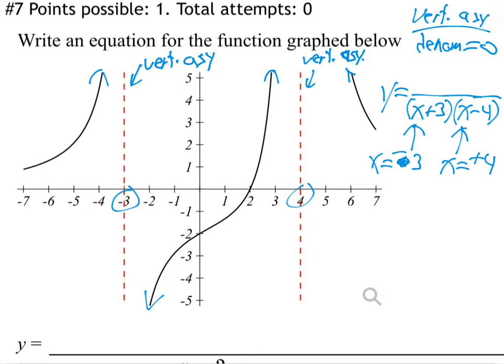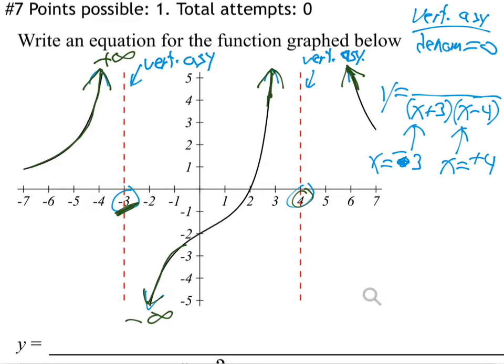Now, one special fact that we've got to remember. On this one, let's look at negative 3 first. On one side, it goes up to positive infinity, and on the other side of negative 3, it goes down to negative infinity. That's normal. That's what we normally expect. One side it goes up, one side it goes down, doesn't matter which side. But look at 4. Look at what it does on the two sides of the vertical asymptote at 4. It goes up on one side, and it goes up on the other. It goes up on both.